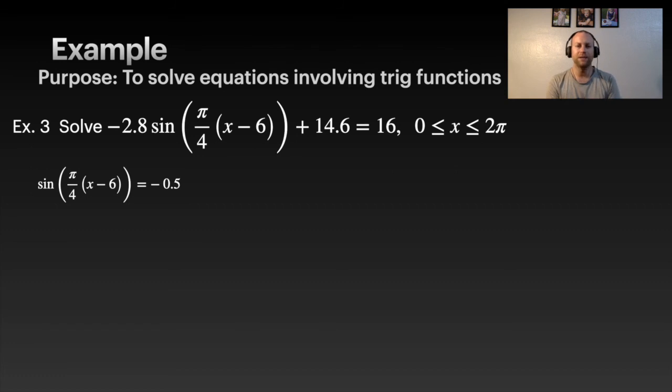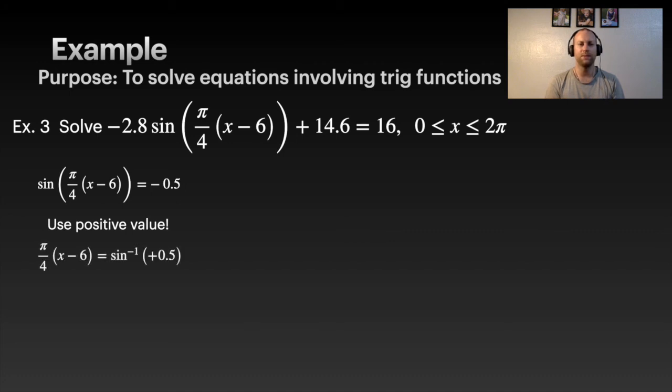I subtracted 14.6 and divided by negative 2.8. That algebra you've seen before. I've got sine of all this stuff equals a negative, so I want to use the positive value. I've done all the examples having to flip to positive so that you can see it many times, so that hopefully you can remember that. So I have the inverse sine of the positive value of this. Then we plug that into the calculator. We get pi over 4 times x minus 6 equals pi over 6. This is my reference point.